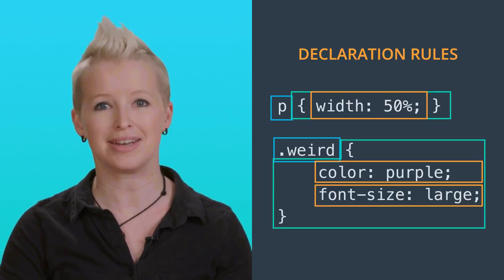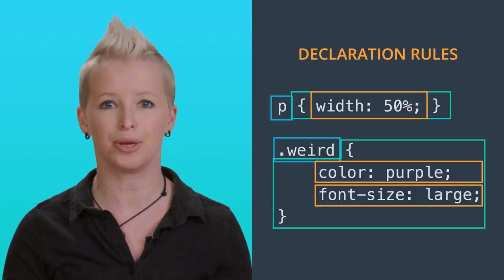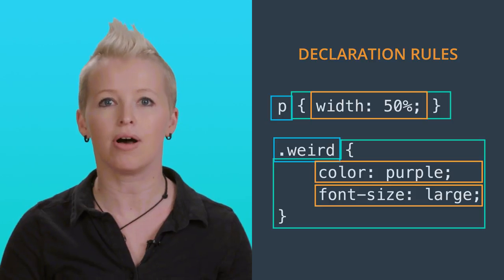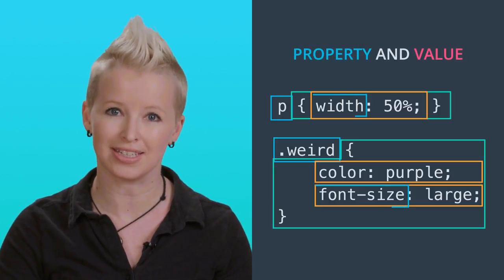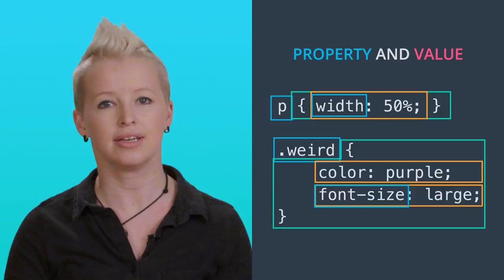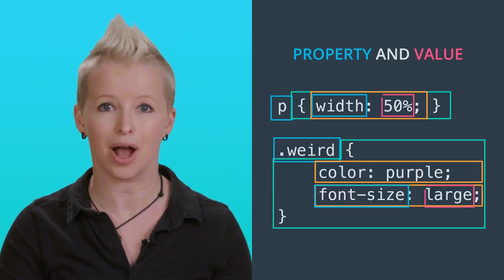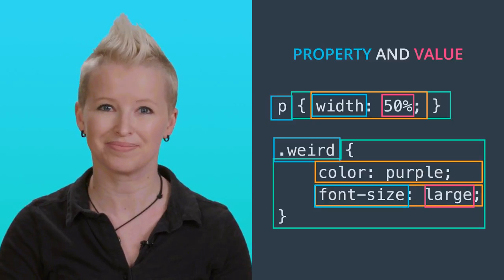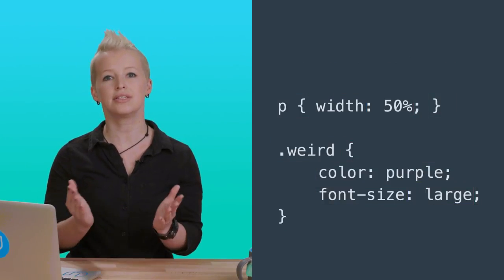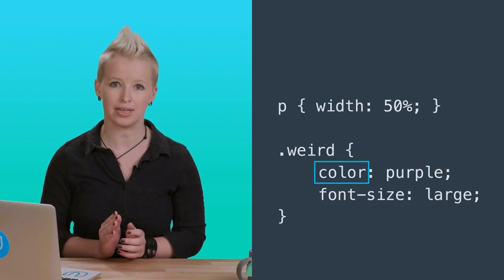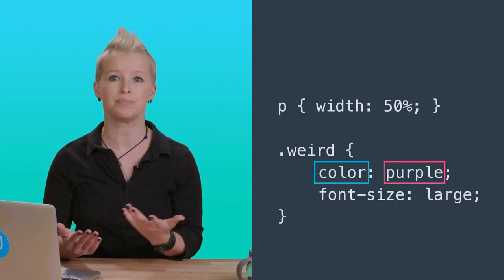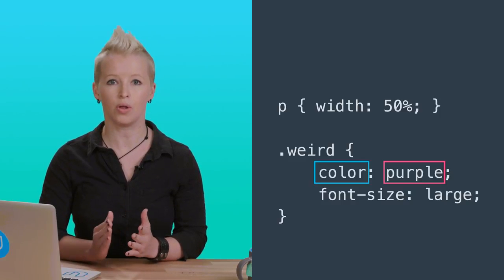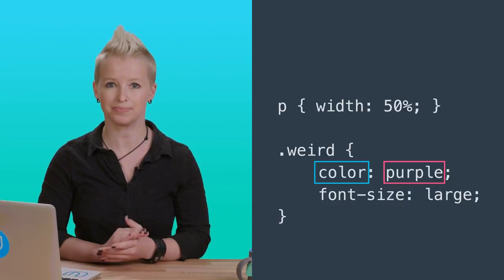You've probably noticed by now that each of these entries has a descriptive name, like width, or color, or font-size. That's called the property that the rule is affecting. Then it has a colon, and then the value that's given to that property. Then at the end of the rule, there's always a semicolon. For instance, in this rule here, color is the property, and purple is the value that's being given to that property. So the rule ends up being color, purple, semicolon.